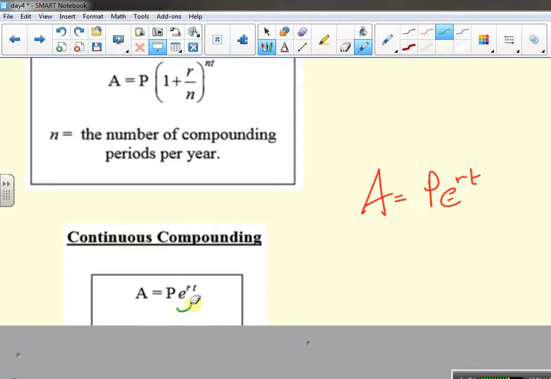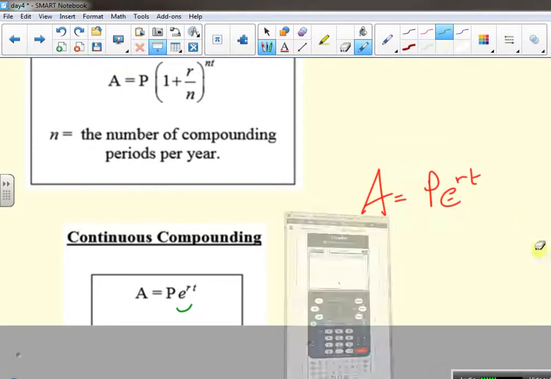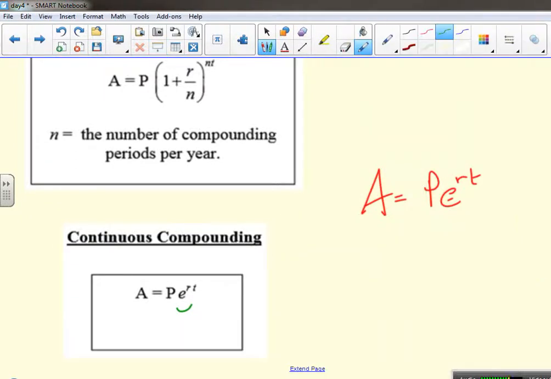e is a constant. It's an irrational constant, and let's grab our Inspire to see what e is. If you hit the pi key, you'll see an e in that top row, and if I hit enter, the calculator will give me a rounded-off version of it, 2.718 or so. So that's an irrational number. We're going to use it in this formula whenever the problem talks about continuous compounding. So back down to our slide.